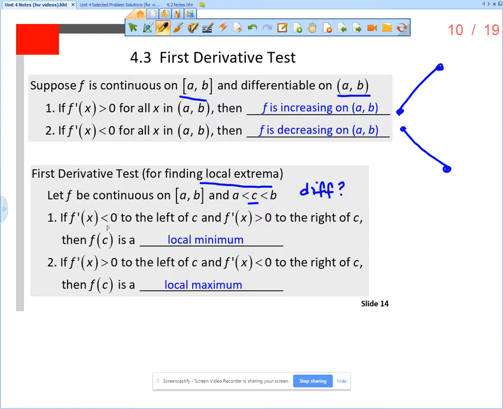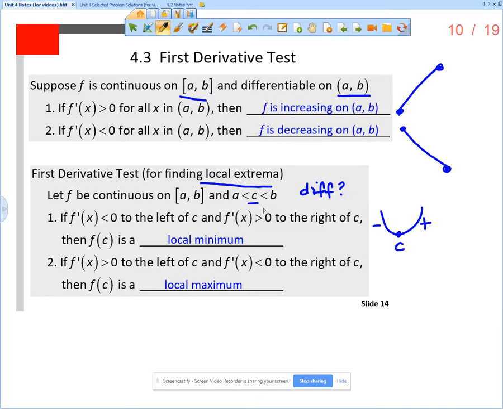If f prime of x is less than 0 to the left of c, and f prime of x is greater than 0 to the right of c, then f of c is a local minimum. All right, so let's draw this little curve here. Here's c, right? On the left of c, f prime is negative, so f is decreasing. On the right of c, f prime is positive, and so that means that f of c, which is the y value, is a local minimum, right? So the derivative changes from negative to positive.